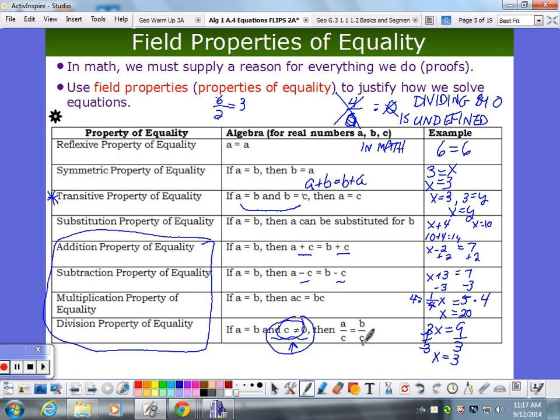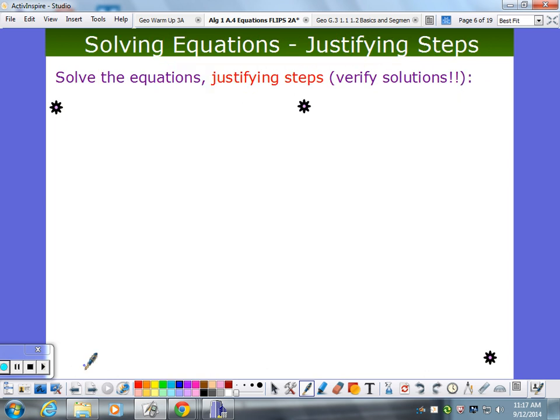That's why we put this little note here. You can't put zeros there. Everybody write that in big letters. This is going to come back to get you if you don't remember that. Cannot divide by 0 in mathematics. Awesome. Alrighty. Let me see where we are here.